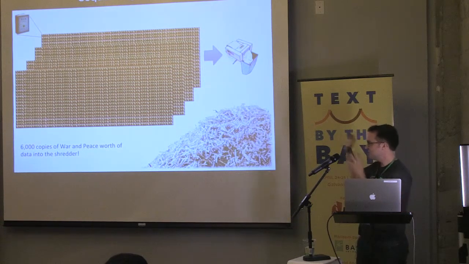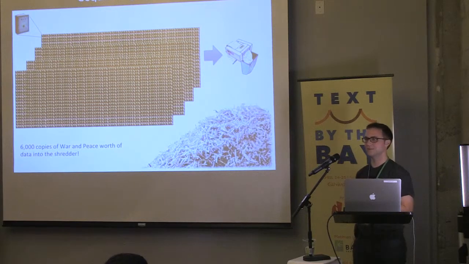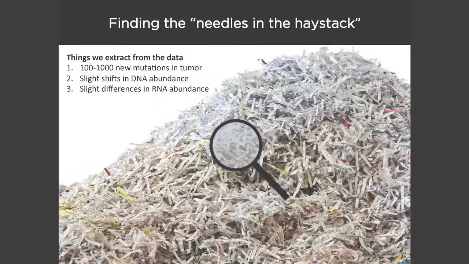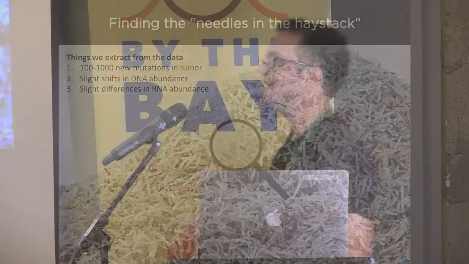So what we get is just a big pile of data without any context, which is a lot of fun to go through. So what are we looking for in this big pile of data? Well, there are about 100 to 1,000 new mutations that show up in a person's tumor sample. In the DNA itself, you can get slight shifts in how much of the DNA is present, so you can get extra chromosomes or parts of chromosomes that are lost. So we have to identify those situations. Those can be really interesting too. And then also the RNA, which is a surrogate for how much protein is present, could be there at different amounts. So we have to pull all that out of this text data.